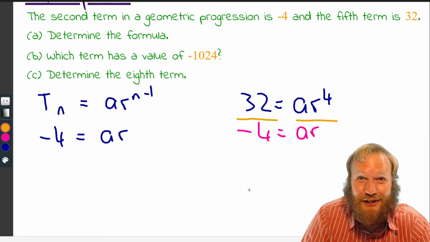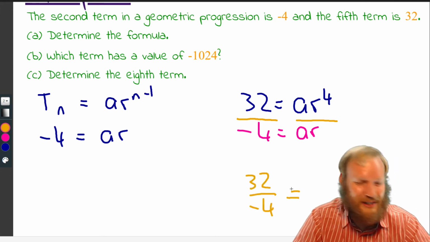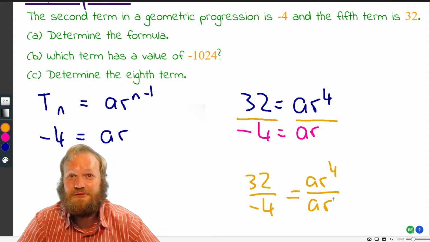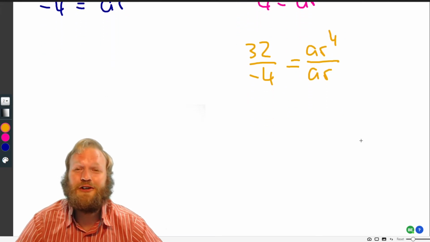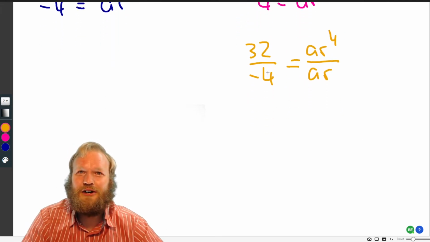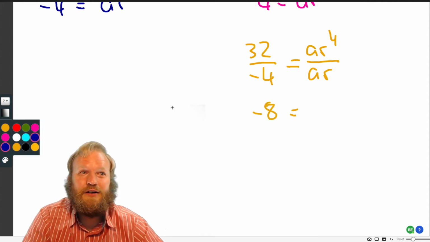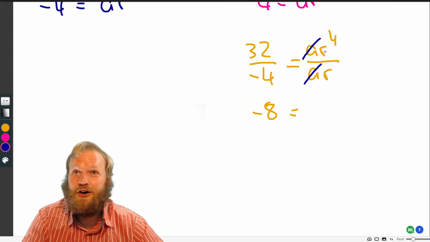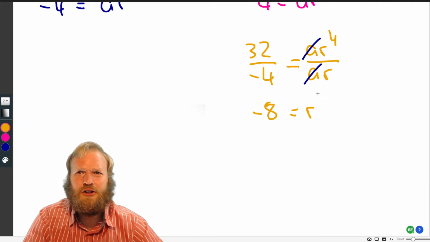In other words, that is equal to that side divided, AR to the 4 divided by AR. That's pretty nifty, don't you think? And what's beautiful about that with geometric progressions is that 32 divided by -4 works out to be something quite cool, like -8. Over here, these A's cancel, one term over one term. R to the 4 over R is just R to the 3.